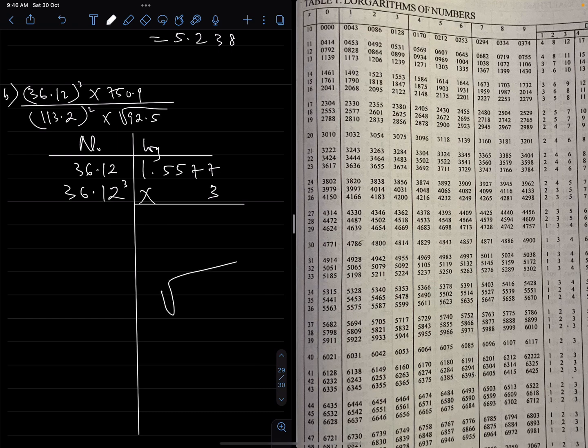If it's a cube root, you divide that logarithm by 3. Yes. For this one I'll just say divided by 3 now, and I'll say 1.5577 divided by 3.